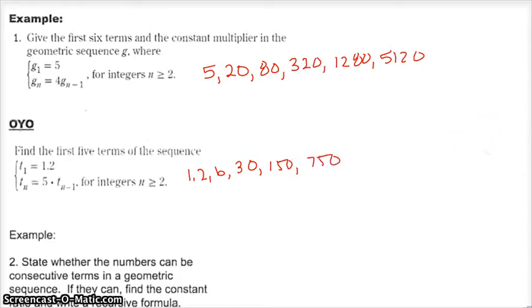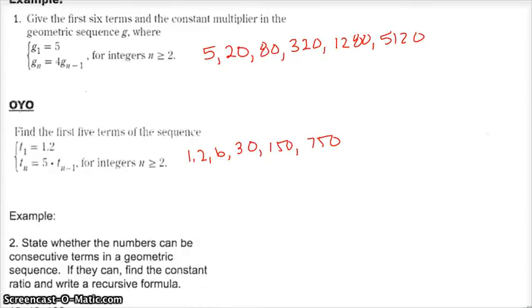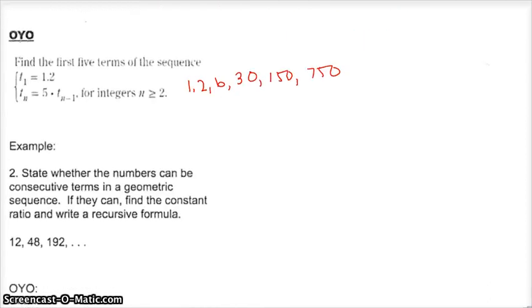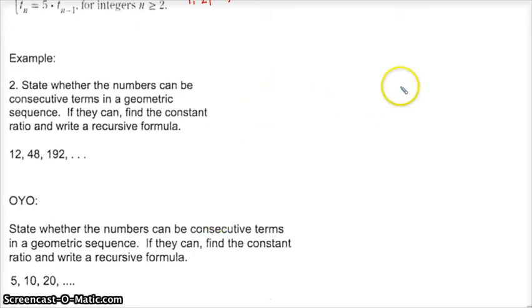Alright, now let's see if we can determine whether or not a series of numbers is in fact a geometric sequence. So, in example number 2, I've got the numbers 12, 48, and 192. The ratio from 48 to 12 is 4, and 192 to 48 is 4. So you can see here my constant multiplier is 4.